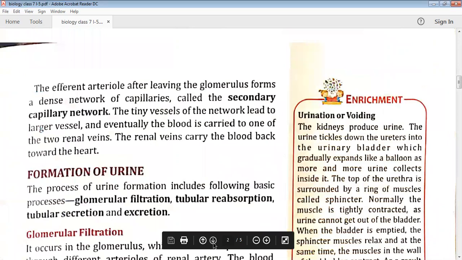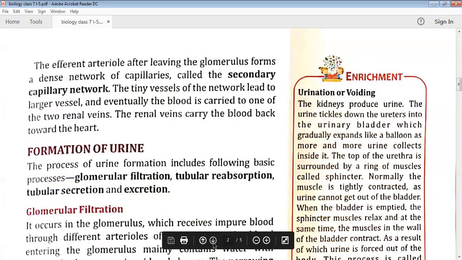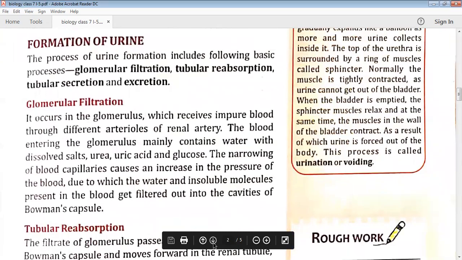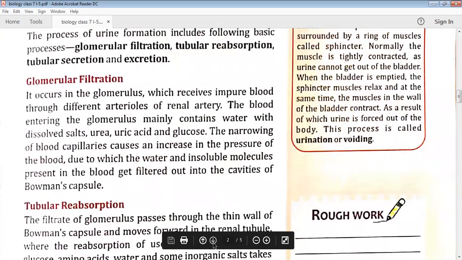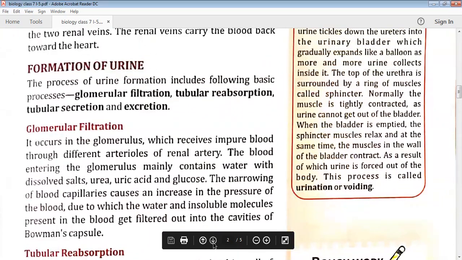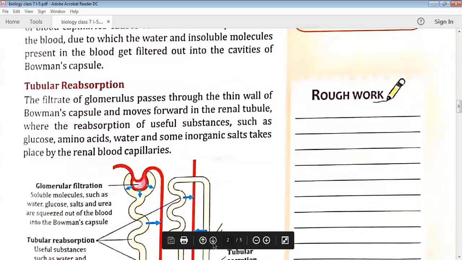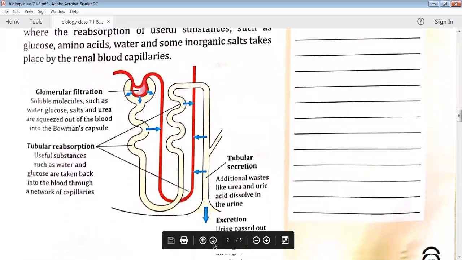Now the next topic is formation of urine. The process of urine formation takes place basically through four processes: glomerular filtration, tubular reabsorption, tubular secretion, and excretion. Glomerular filtration, as the name suggests, occurs in the glomerulus. We can see the figure, glomerular filtration.